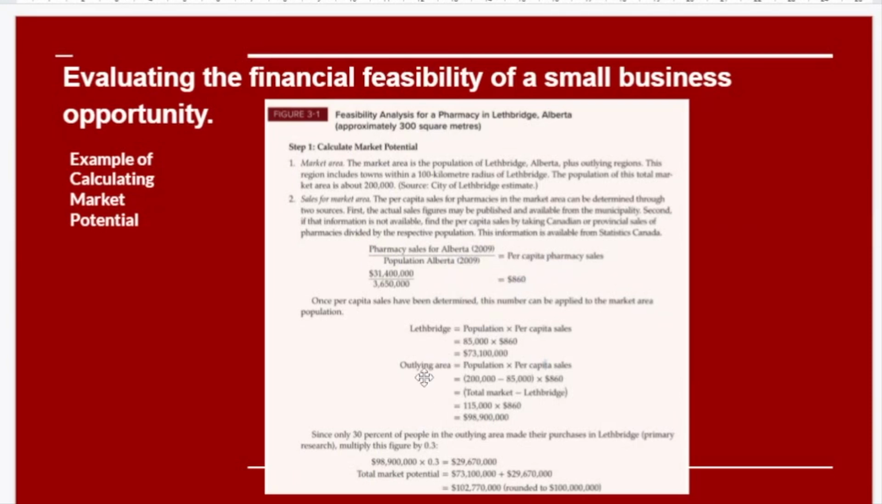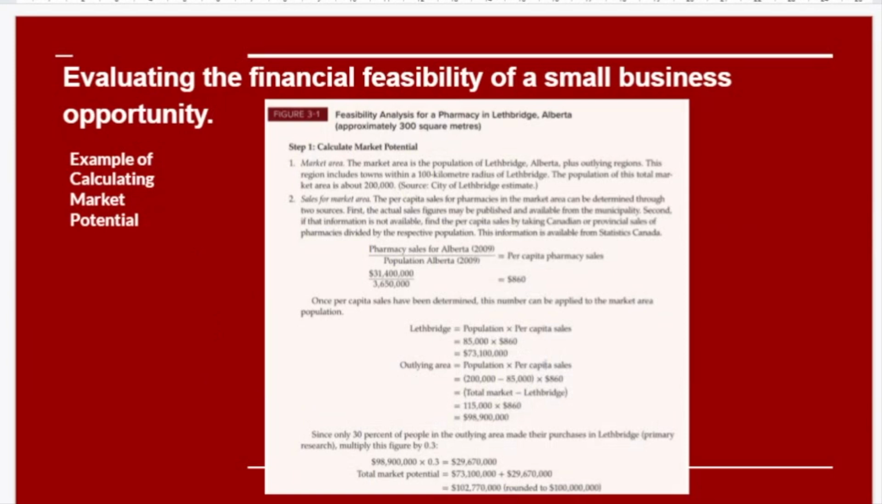And then they say, okay, how much of a population is the area that we're dealing with? So they looked at Lethbridge and the surrounding area. Based on that, the total sales they would have would be the Lethbridge component plus the outlying area component. And that would come up to $102 million, $770,000 as the total pharmacy sales. So this is what we call estimating the market potential. How much is there in total?